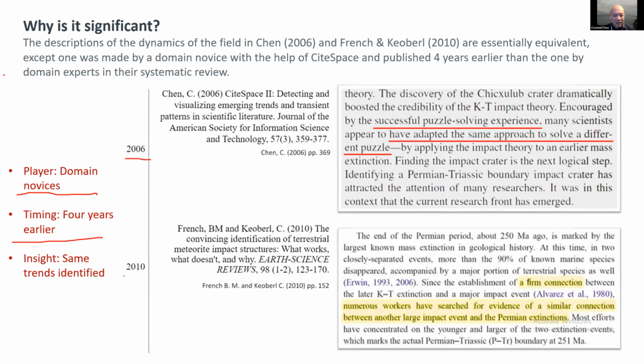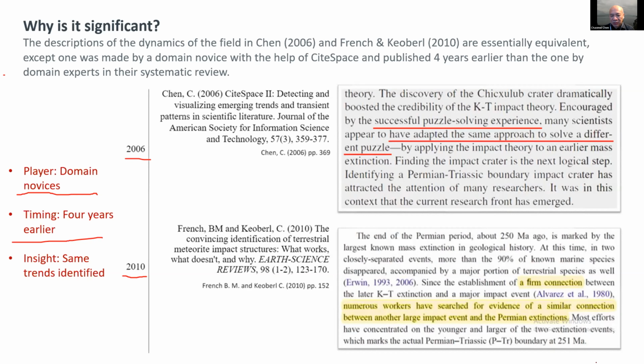So if you look at the second one, this is a paper published in 2010. They are the domain experts. This is a very comprehensive review paper. If you want to compare what they said in their paper, what they said is almost equivalent to what we observed.